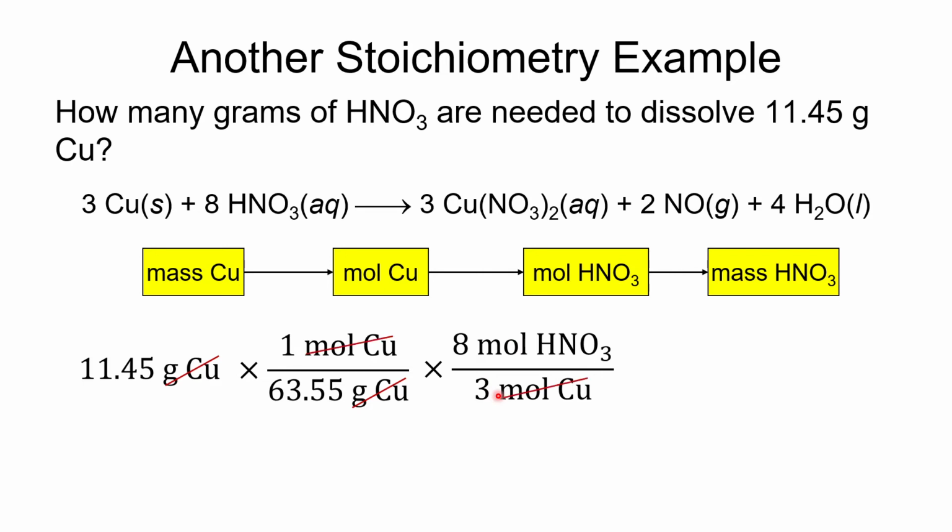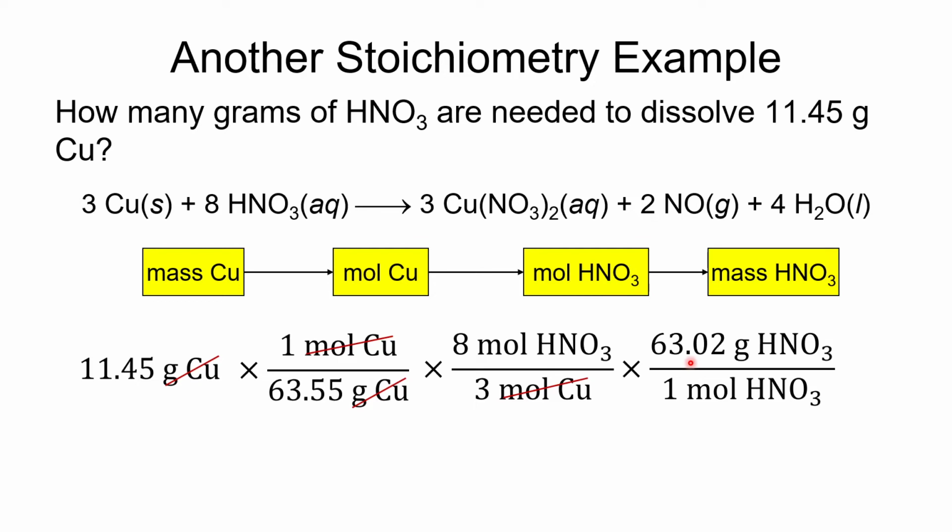Then we will go from moles of nitric acid to the mass of nitric acid. And for moles to mass, we use the molar mass. I calculated this earlier, and it came out to 63.02 grams of nitric acid per mole of nitric acid. One thing of note is you don't have to put the ones here. For whatever reason, I have a 1 there, but you don't have to put those ones there.